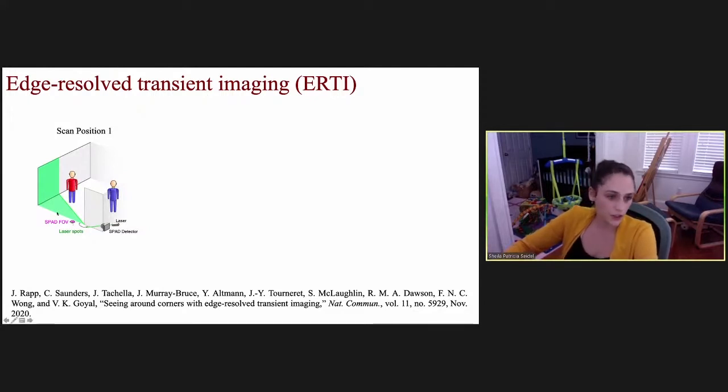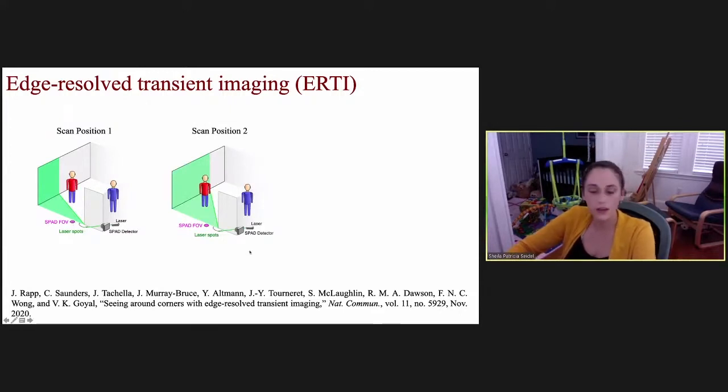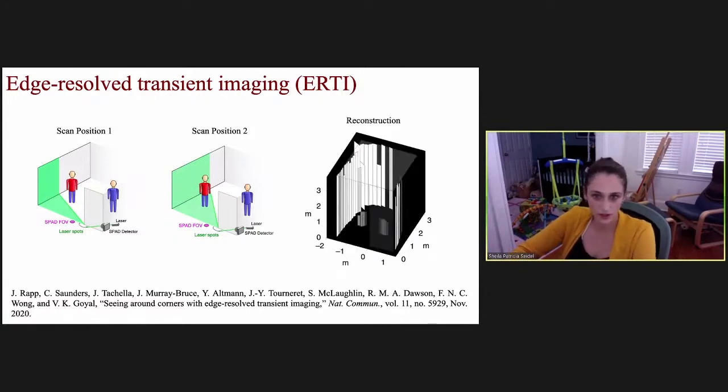And then if you look here at subsequent scan spots, you're illuminating slightly more of the hidden scene. And so by differencing subsequent histograms, you can start to isolate scene content in a given angular wedge. And they use reversible jump Markov chain Monte Carlo algorithms on the measured data to produce reconstructions like this.